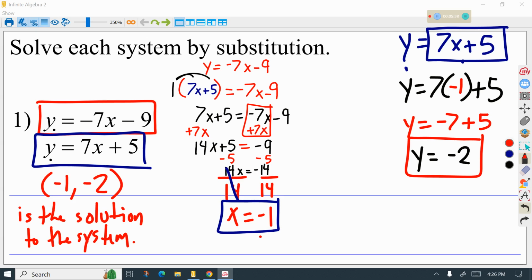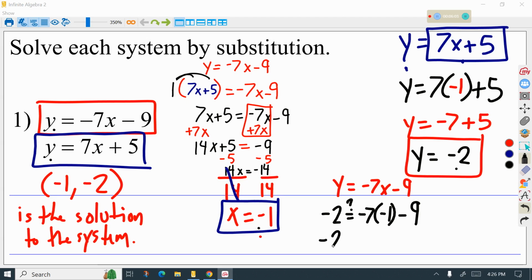So what I could do is I could go check them, right? Let's see if they make this one true. Is it true that they make this equation, the red equation, true? Let's go see. Well, if I plug in my number, we see y is equal to negative 2. So let's see, is it true that negative 2, right? Again, is it true that negative 2 is equal to negative 7 times x minus 9? Well, what's our x? Our x is negative 1. Let's go see if that's true.